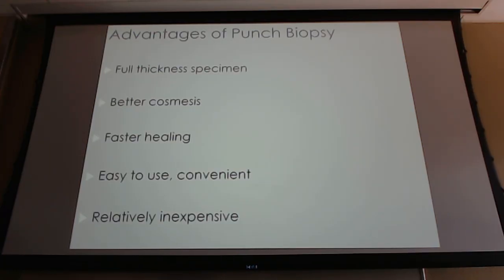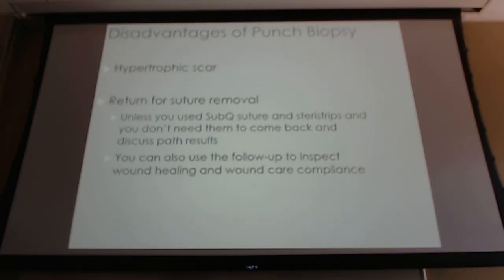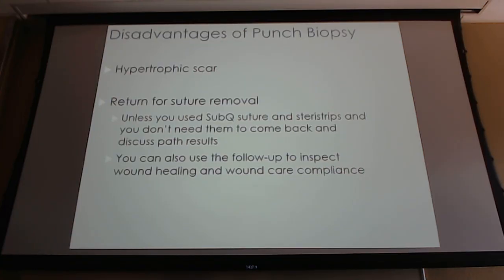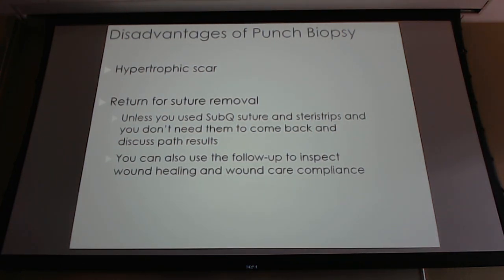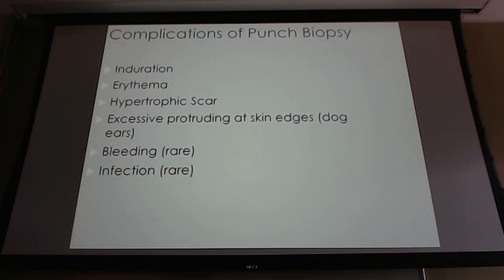Advantages: you get that full thickness because it's all the way into the sub-Q. Better cosmesis, faster healing, easy to use, relatively inexpensive. Bad stuff: hypertrophic scar. These do use some suture. So if you use sutures and they begin to have some type of infectious process or other problems, then they would have to come back to see you, or if they have to have it redone, they would have to come see you. So there are those same complications out there: redness, scar, bleeding, infection.